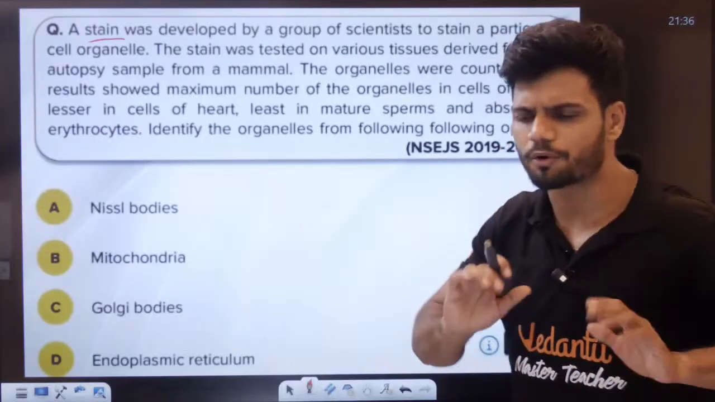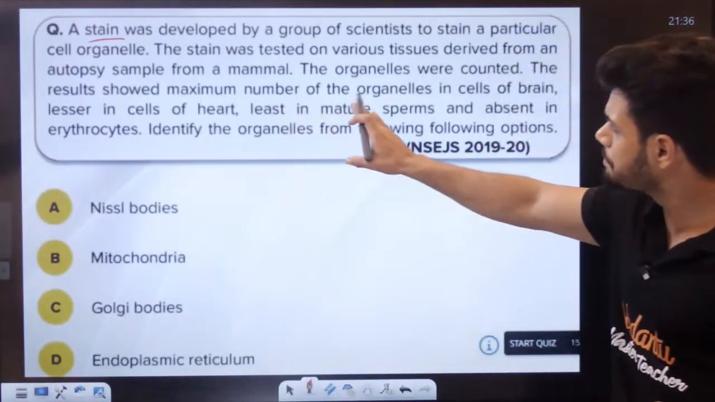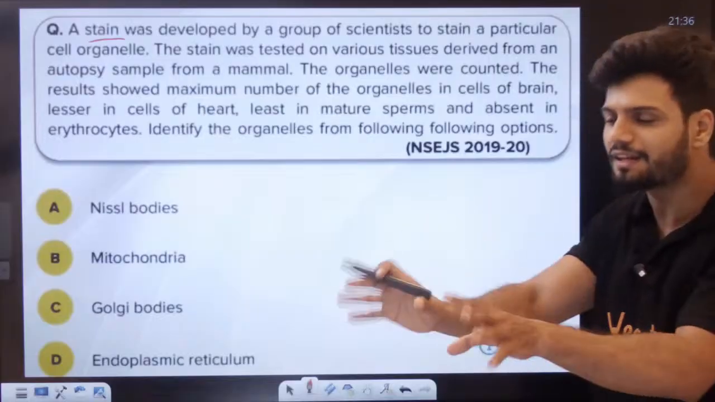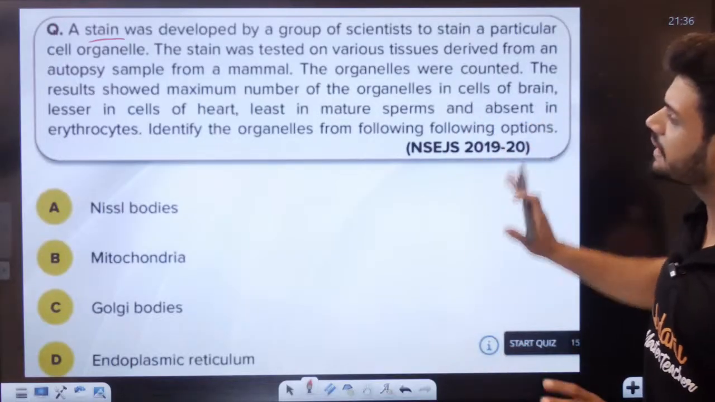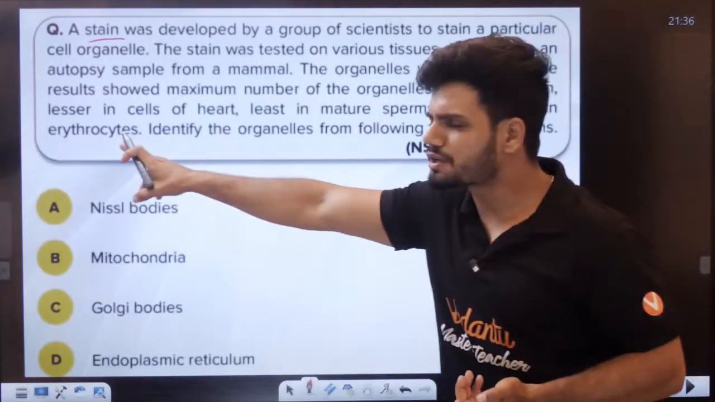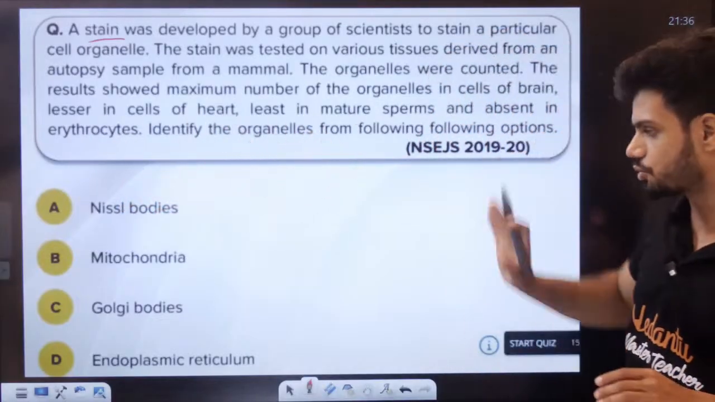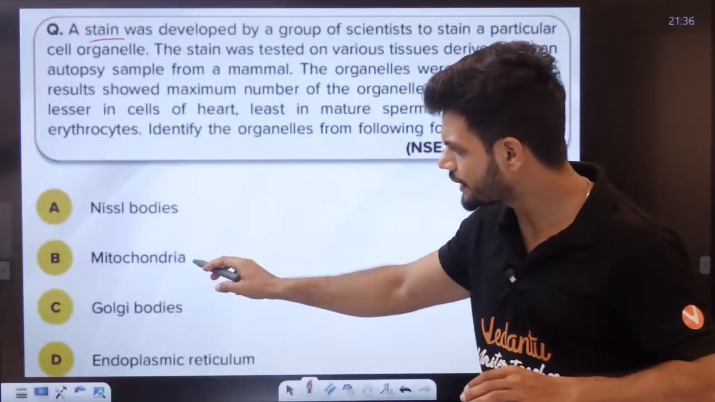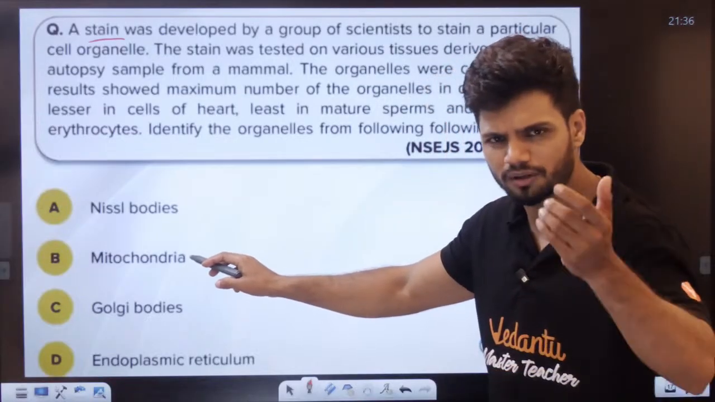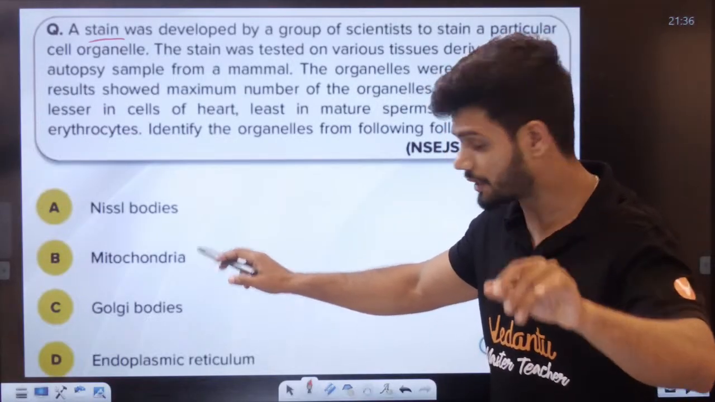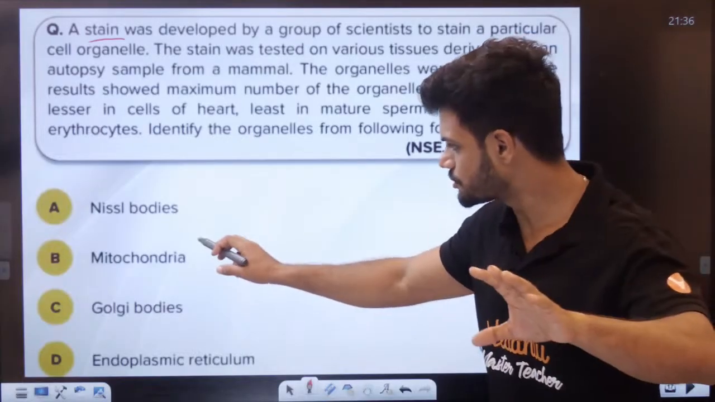In the heart it is a little less, and least in mature sperm. In sperm it is not there at all. And absent in your erythrocytes, red blood cells, it is not present at all. Identify the organelle present. Students, mitochondria it cannot be because mitochondria is present in your red blood cells. So it is present in your sperm. This is not the answer.